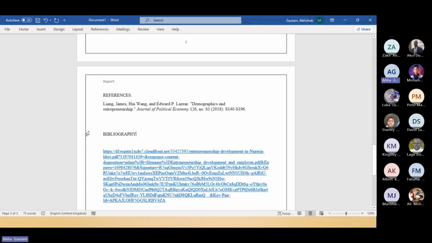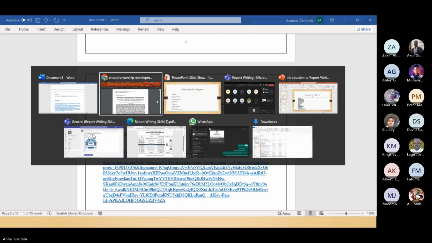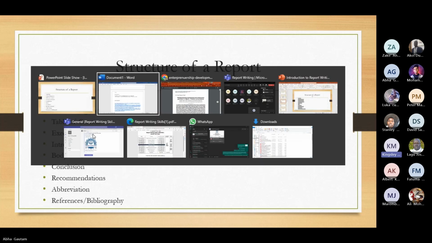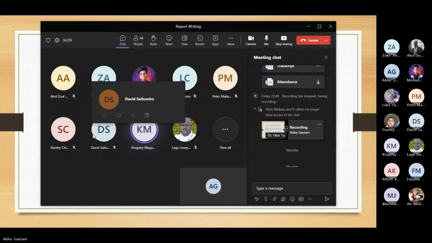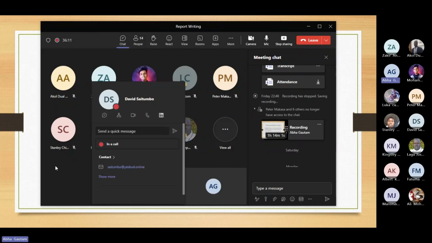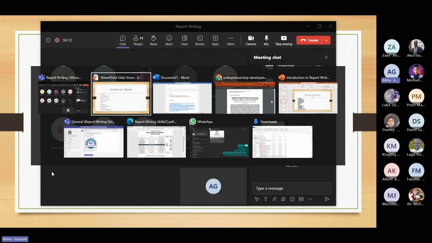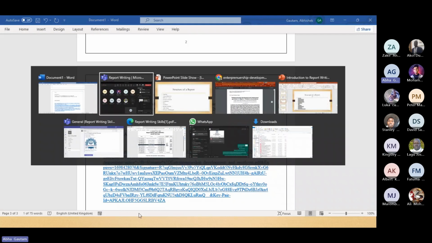So bibliography and references, the difference, is it clear? Yes, it's clear, ma'am. Great. So this was the difference.